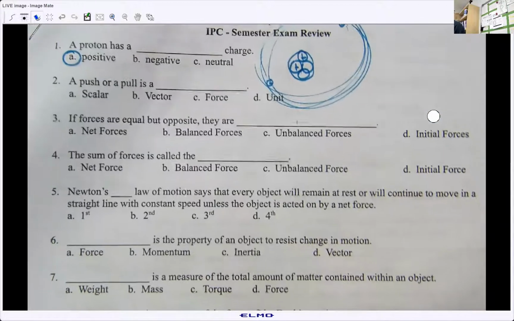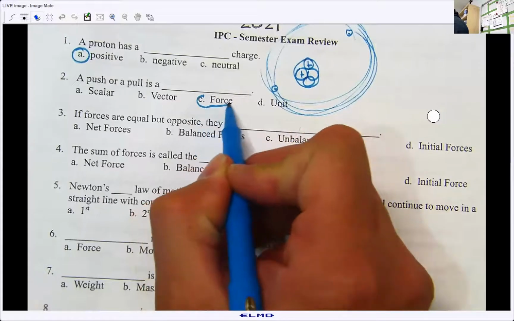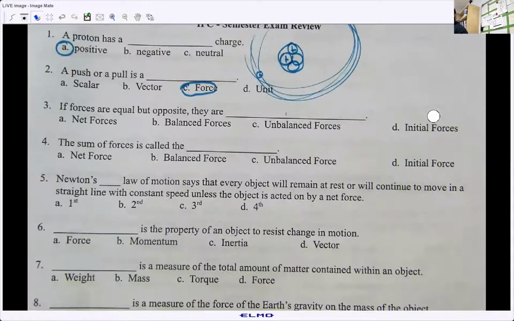Okay. A push or a pull is a force. A force, when you try to change an object's motion, you're applying a force. And the only thing that you can do is a push or a pull. Think about that. Can you really do anything to an object other than a push or a pull? And the answer is no.